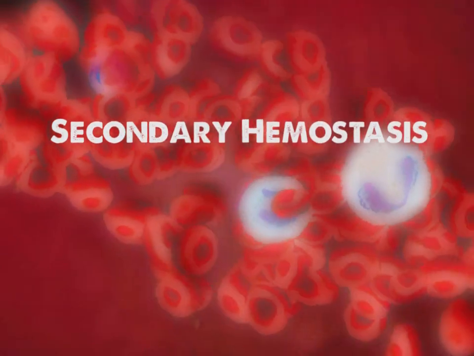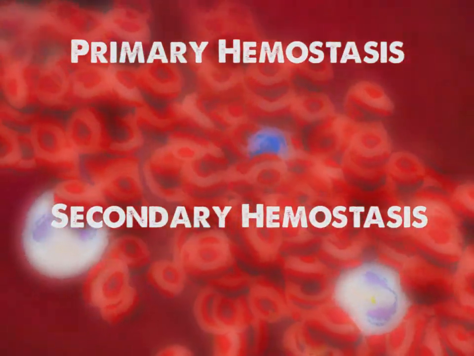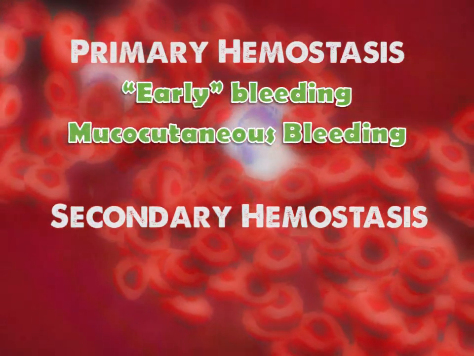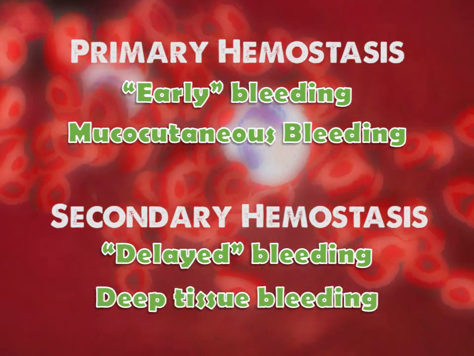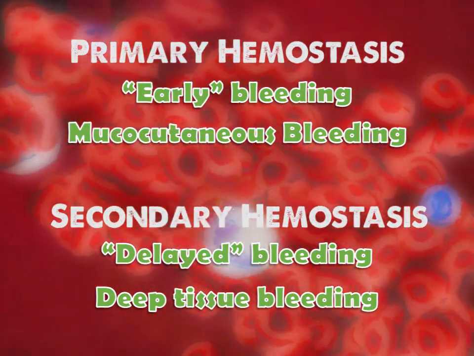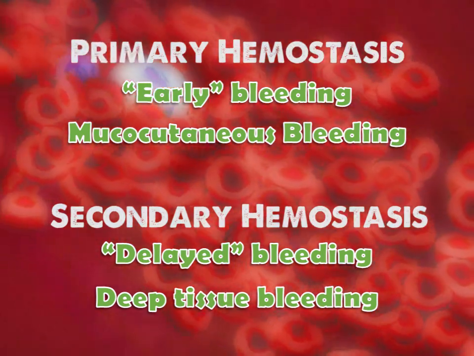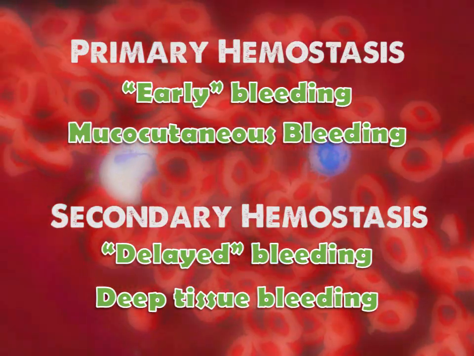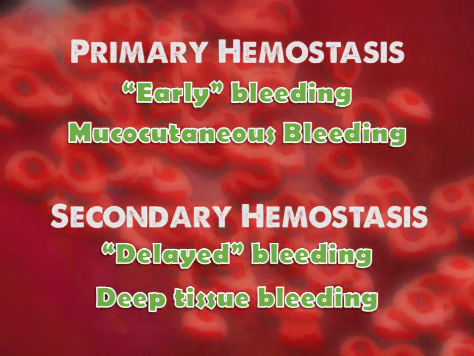The final comment I want to make in this section is that while disorders of primary hemostasis do have a tendency to lead to early bleeding and mucocutaneous bleeding, and disorders of secondary hemostasis lead to late bleeding and deep tissue bleeding, there is a lot of overlap in the clinical symptoms between these disorders. So it is possible and likely that you'll see patients with disorders of secondary hemostasis who have easy bruising or gingival bleeding or other signs of mucocutaneous bleeding. So don't be surprised if you see some clinical overlap.